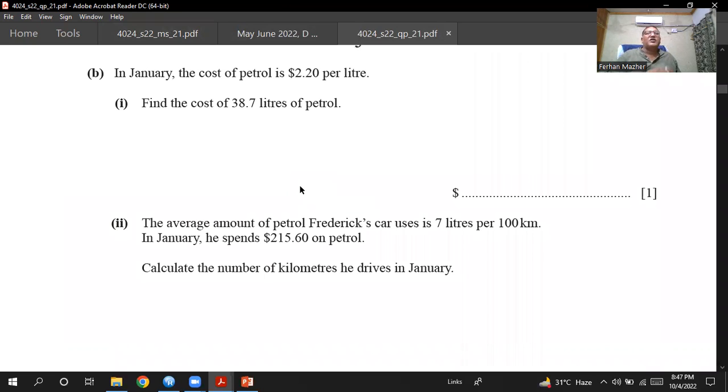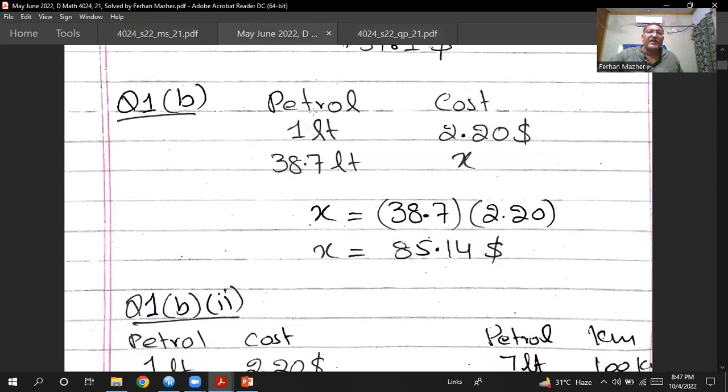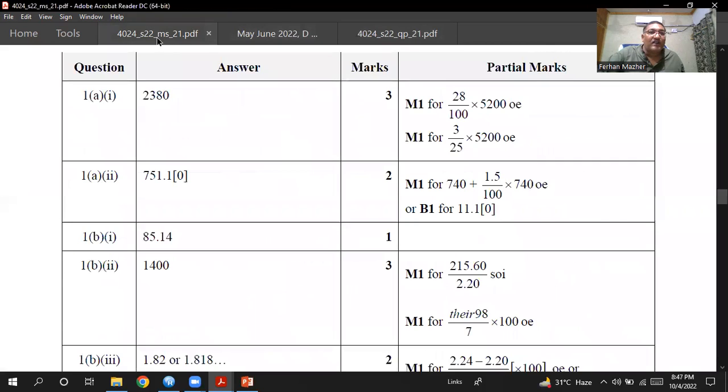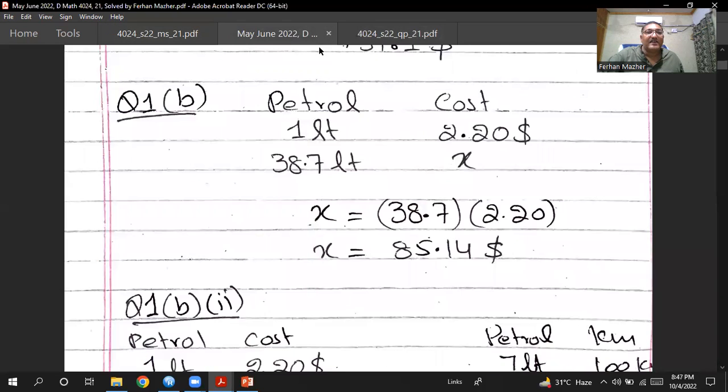He says in January, the cost of petrol is $2.20 per liter. Find the cost of 38.7 liters of petrol. So I can use the method of proportionality. I will write here petrol and cost. 1 liter costs you $2.20, so 38.7 liters will cost you how much? So 1 divided by 38.7 is equal to 2.20 divided by x. You will cross multiply and make x alone. So x will be equal to 38.7 multiply 2.20, and that will be $85.14. So $85.14 is the right answer, sir. This is how you will do that part.